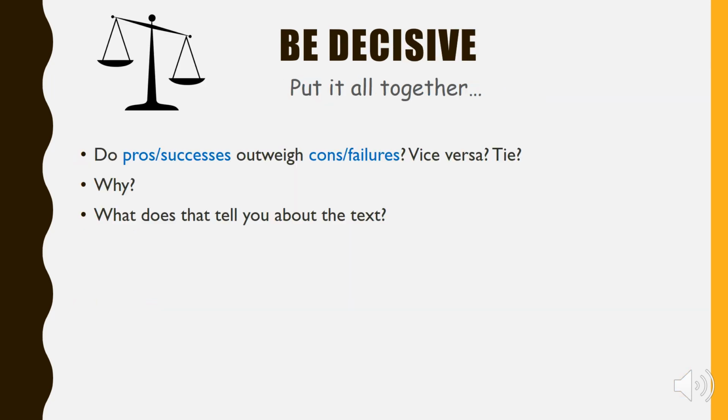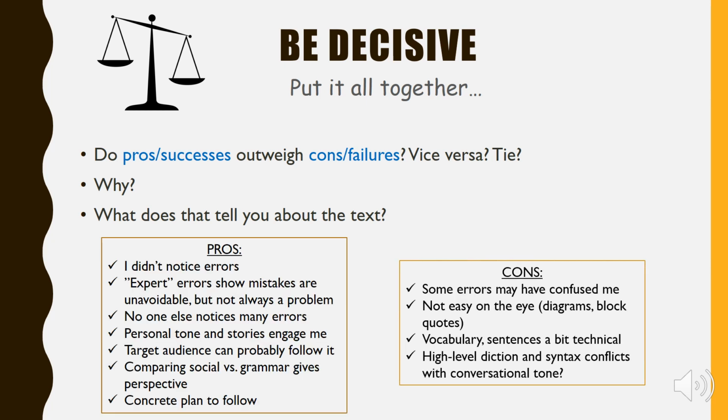Once you've taken a lot of notes and consulted others to make sure you're on the right track, you're ready to put in your oar. So weigh the pros versus the cons and see which one holds more sway. Now you may have a tie. There may be an equal number of pros and cons, but that probably tells you that the text ultimately fails in its attempts. After all, if you're still neutral, it hasn't convinced or persuaded you very much. Now here's my list of pros and cons from the notes that you just saw.